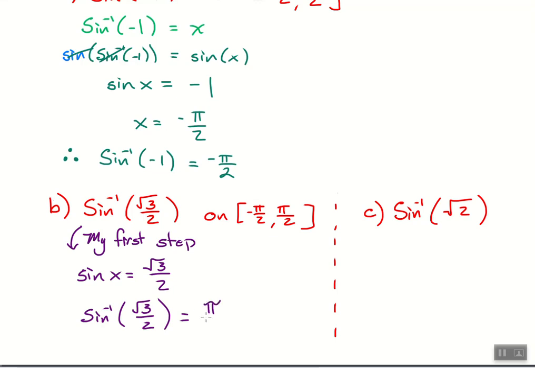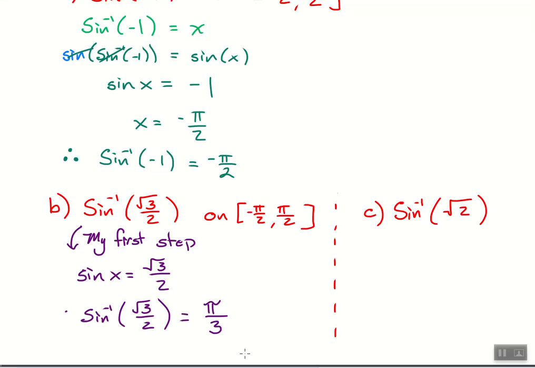Pi thirds. Now, another good check. I know that the input needs to fit in the domain that we've restricted. The output better fit in the range. Is this between negative pi halves and pi halves? Which is what we said the range should be, my output. We're golden. Okay. One more, part C.